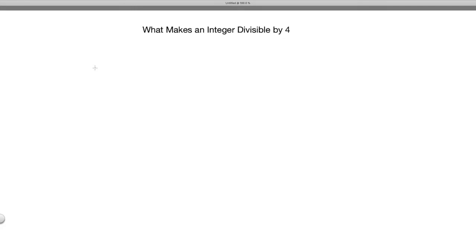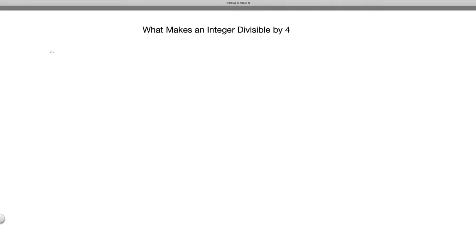In this video, we're going to look at the property that makes an integer divisible by 4. We say a number is divisible by 4 if the number divided by 4 has remainder 0. Or we also can say that the number is a multiple of 4.